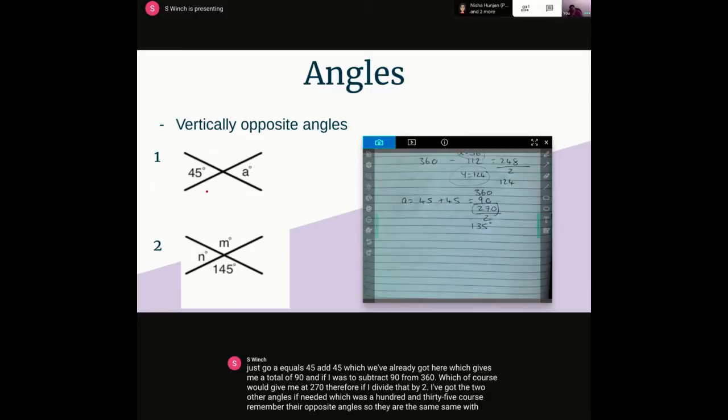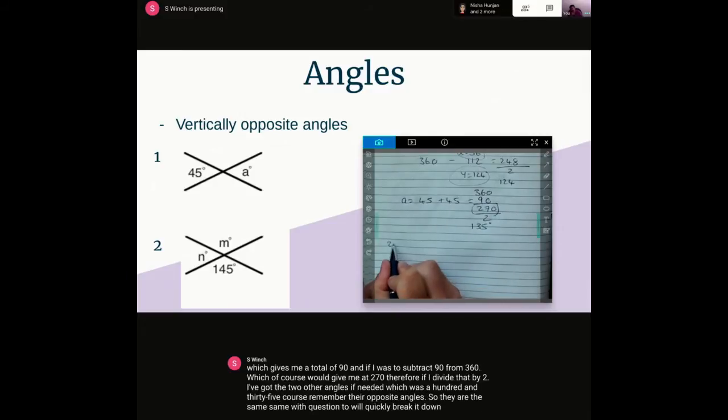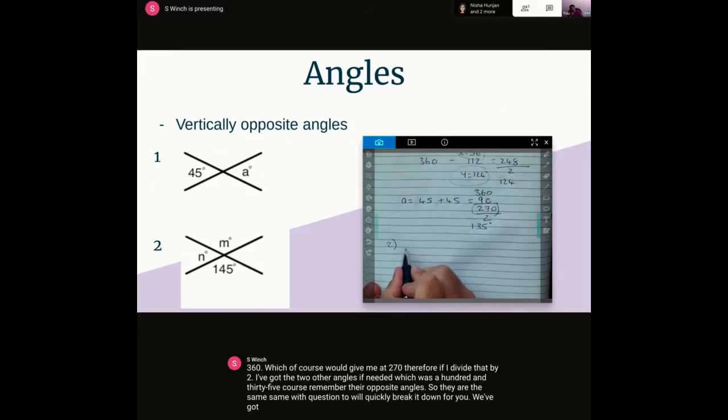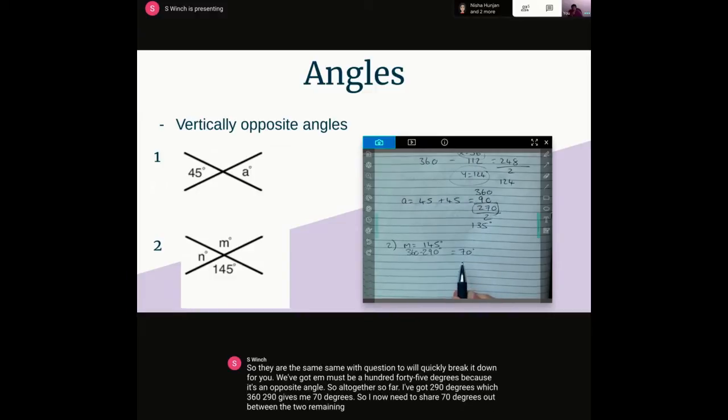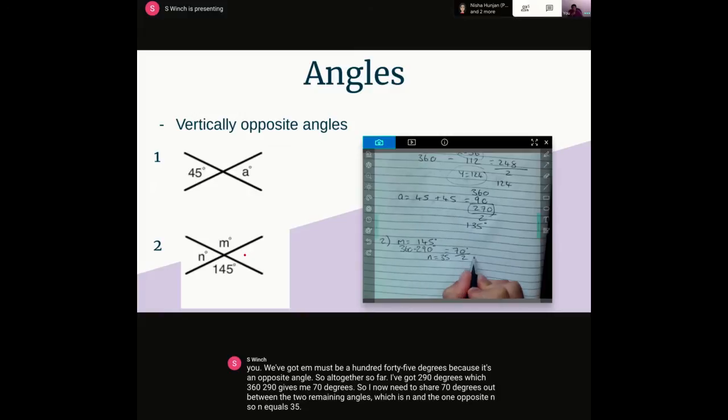Same with question 2. We'll quickly break it down for you. We've got M must be 145 degrees because it's an opposite angle. So altogether so far, I've got 290 degrees with 360, subtract by 290, gives me 70 degrees. So I now need to share 70 degrees out between the two remaining angles, which is n, and the one opposite n. So n equals 35, and so does the opposite angle to that.